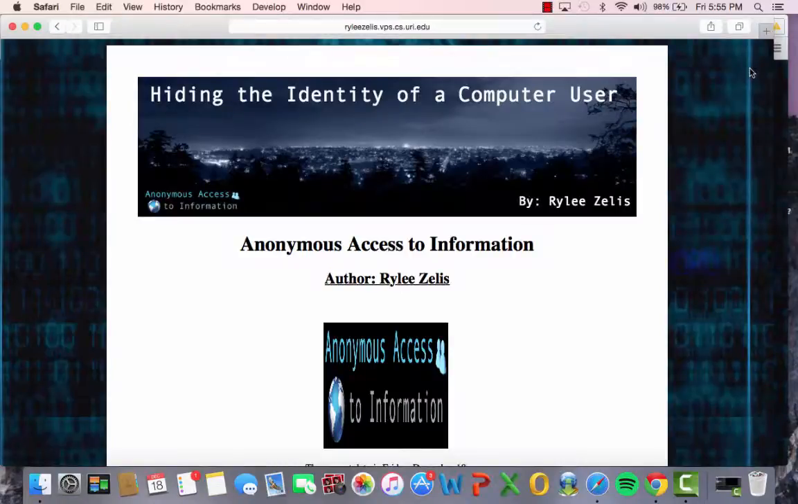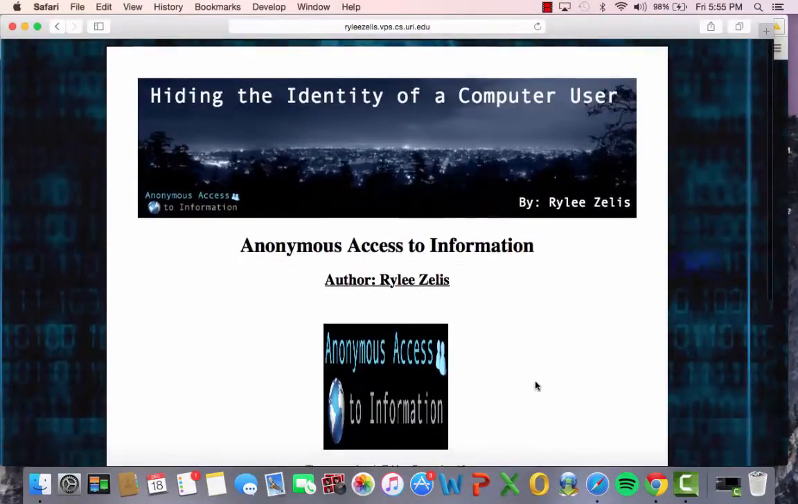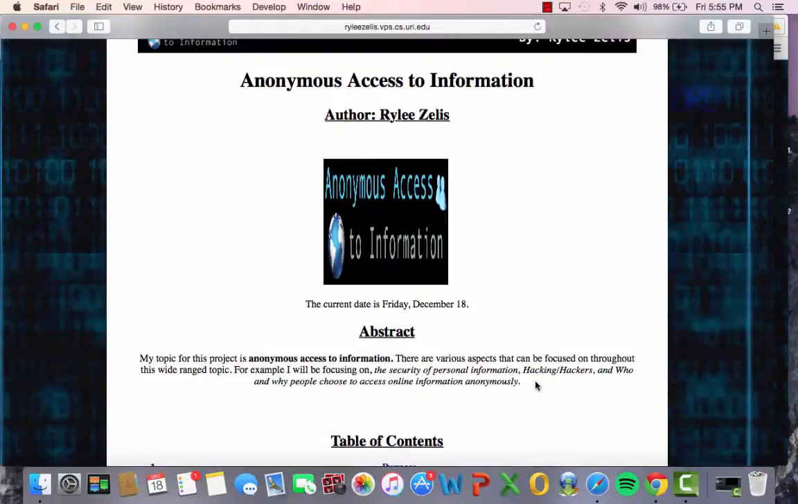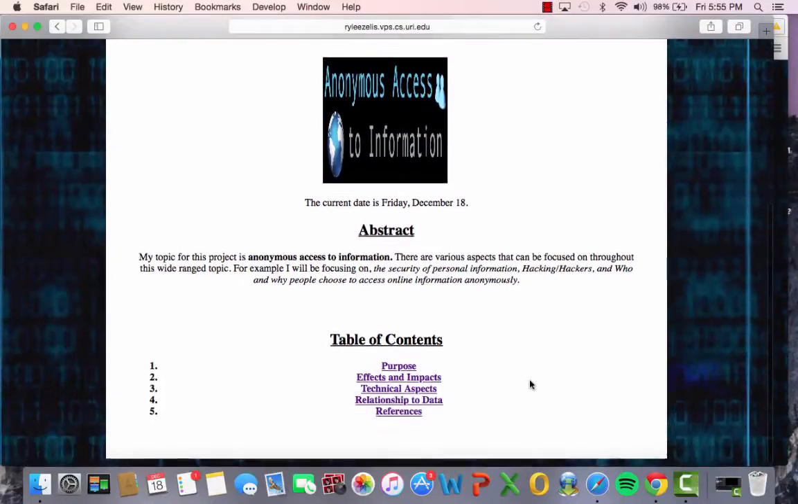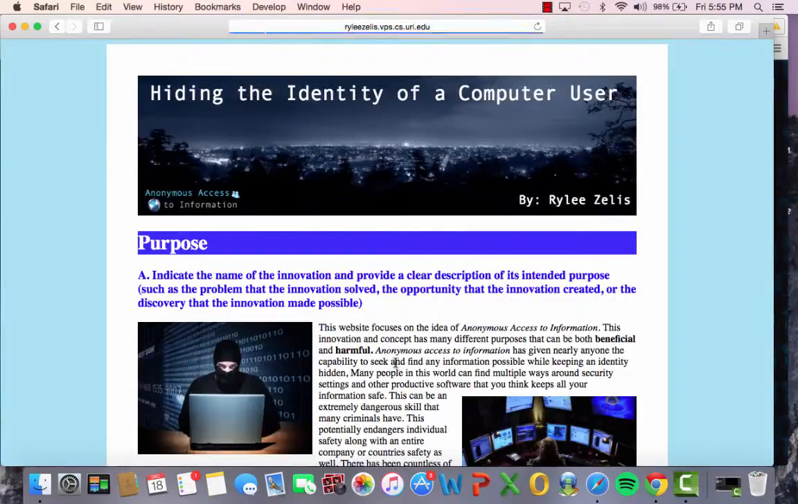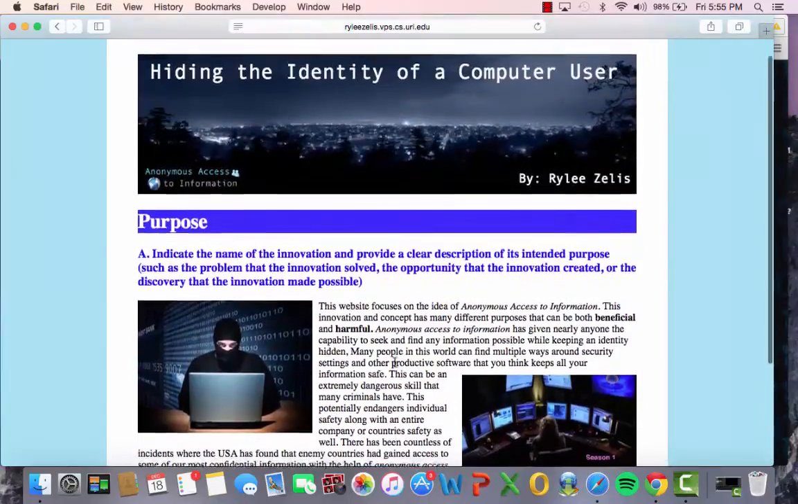All right, now that I've explained the basics of my homepage, I want to walk you through more about my topic and the rest of my website. My topic is anonymous access to information. I'm focusing on various aspects throughout this website. For example, I want to focus on security of personal information, hacking and hackers, and who and why people choose to access online information anonymously. Down here is my table of contents. First, this is my purpose page.